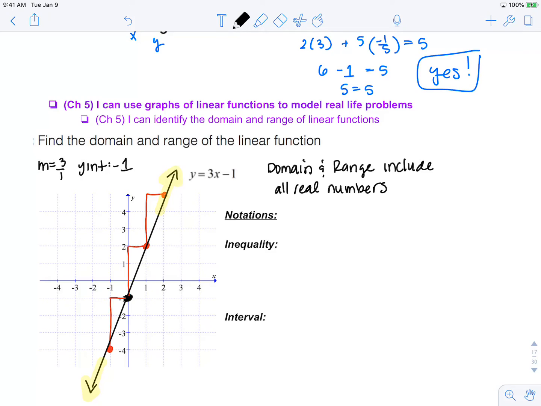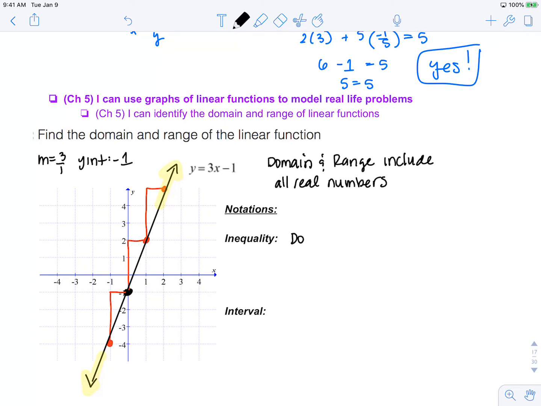So if I want to look at domain for x in inequality notation, our x values go all the way from -infinity and keep going to positive infinity. We cannot equal infinity because it's not a number, it's an idea. And our range goes from -infinity for our y all the way up to positive infinity.